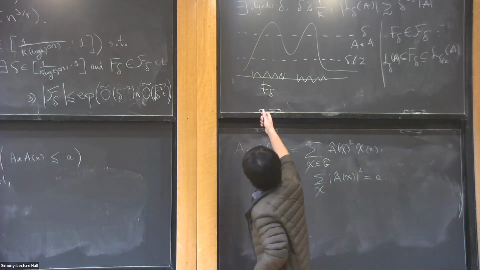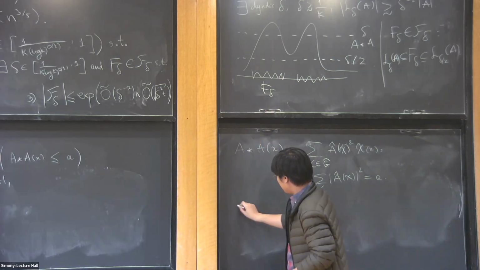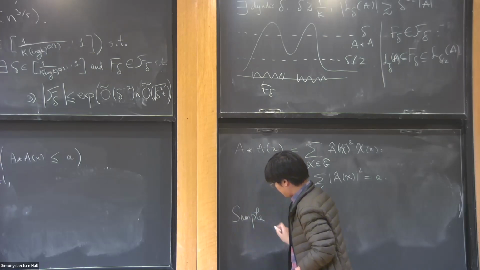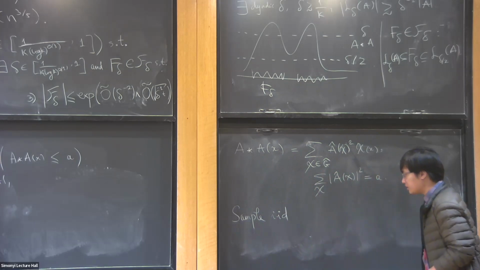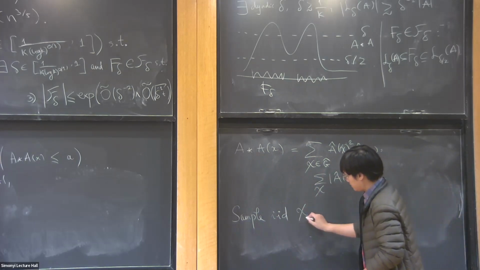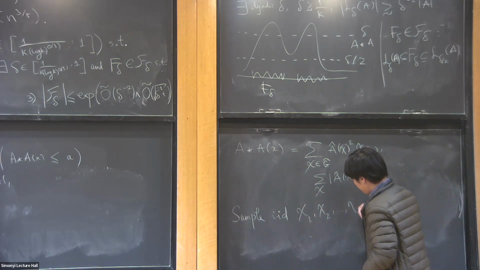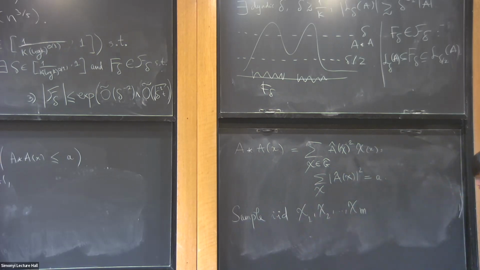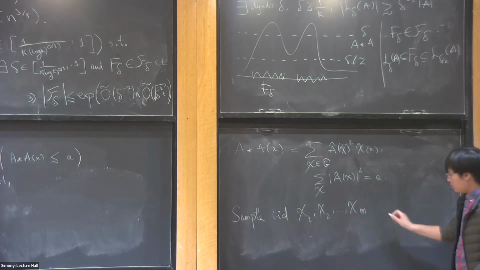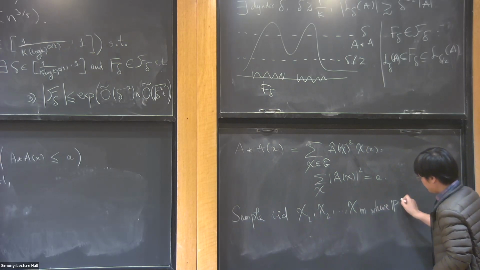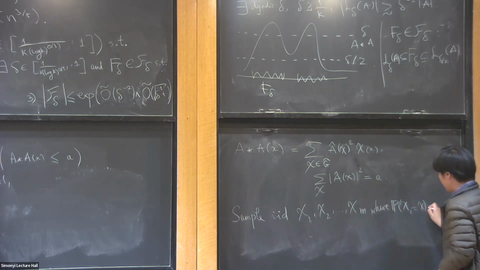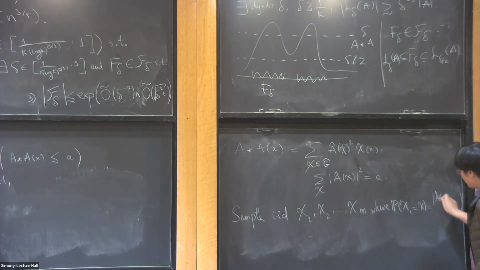So now this is our argument for finding this set F delta. So we will sample independently and identically distributed characters chi 1, chi 2, up to chi m for an appropriate choice of m that we will choose later, roughly delta to the minus 2. And all of them follow the following distribution, where the probability that chi i is equal to chi is proportional to the Fourier transform A hat chi squared normalized by the density of A.